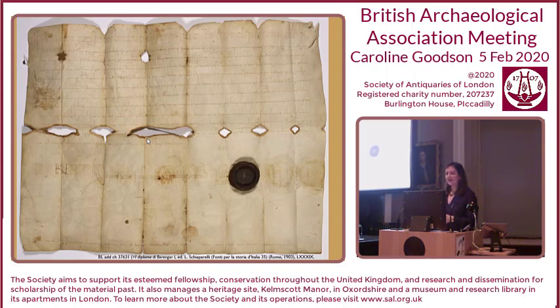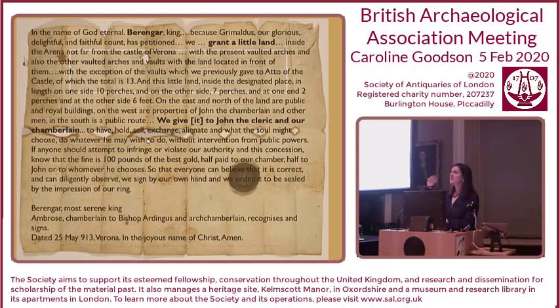This is a document from the British Library, but it's a document from Verona, from King Berengar, who was trying to be the emperor of Italy at the end of the 9th and beginning of the 10th century. What Berengar does is give a little land located inside the arena, not far from the castle of Verona, so it's part of the theatre of Verona, in which he gives a house that's in the vaults of the cavea of the theatre and a piece of the orchestra of the theatre of Verona.